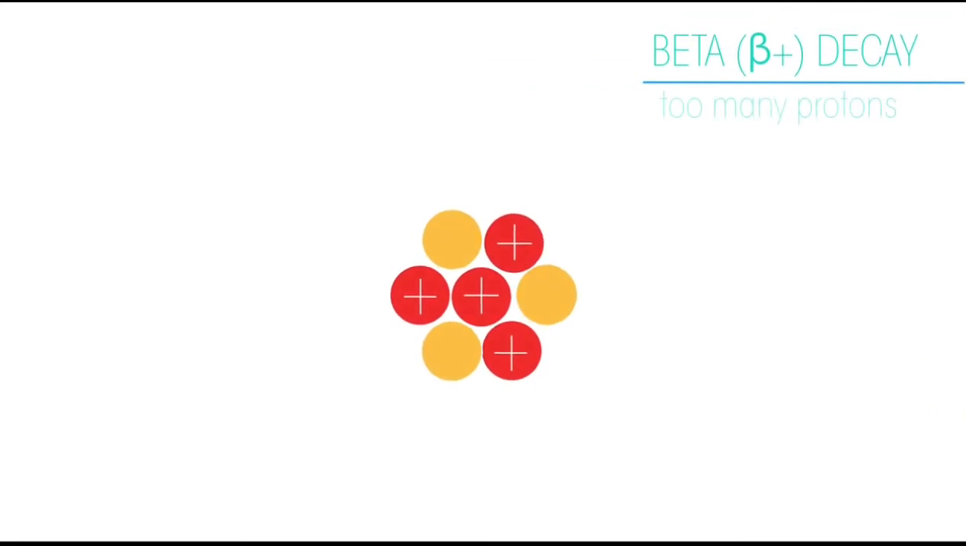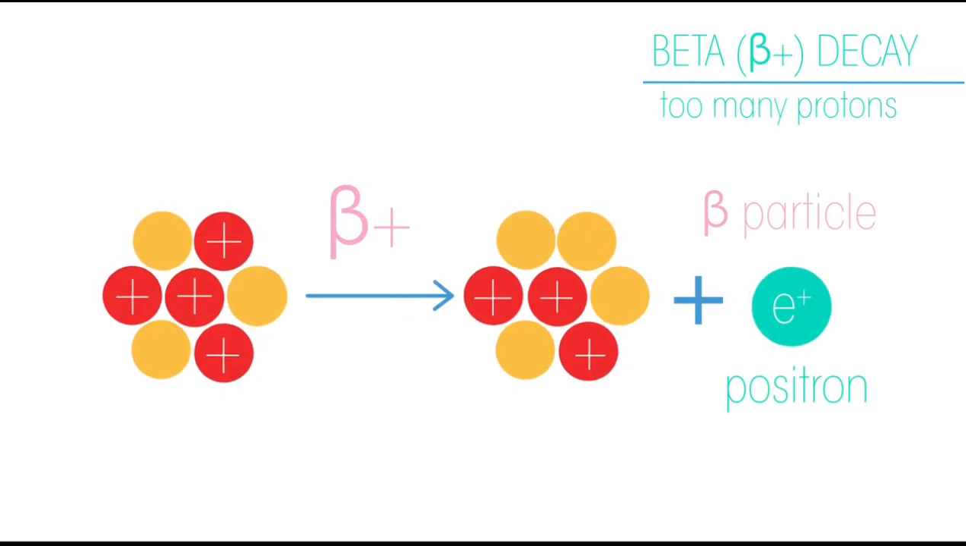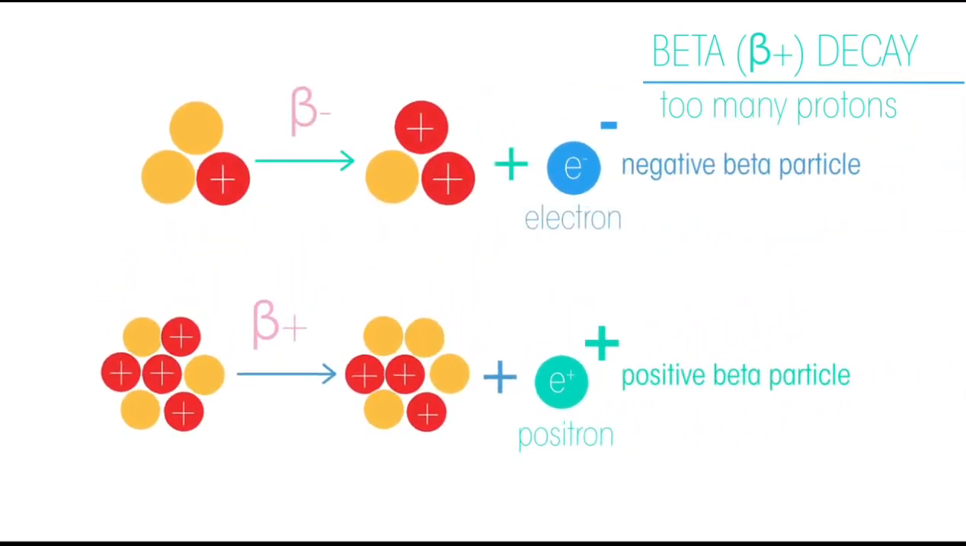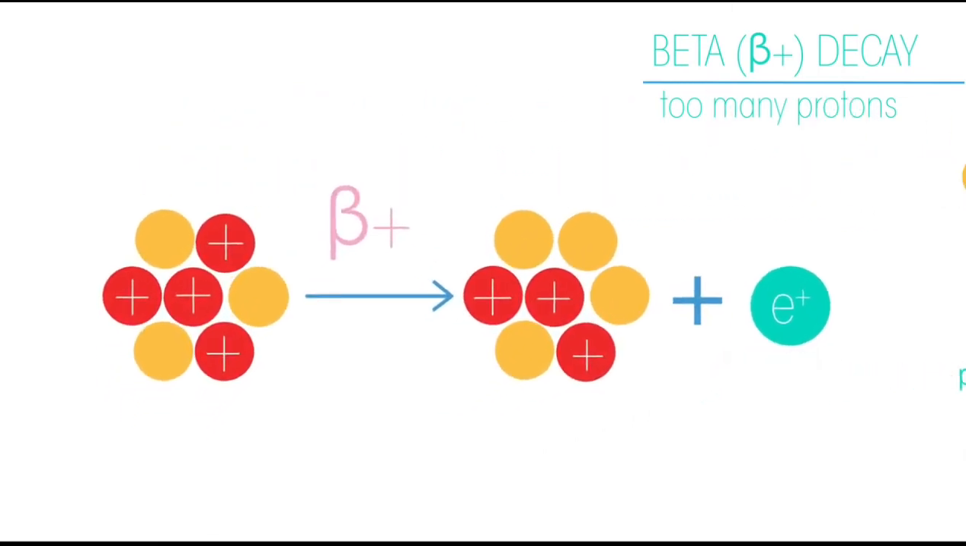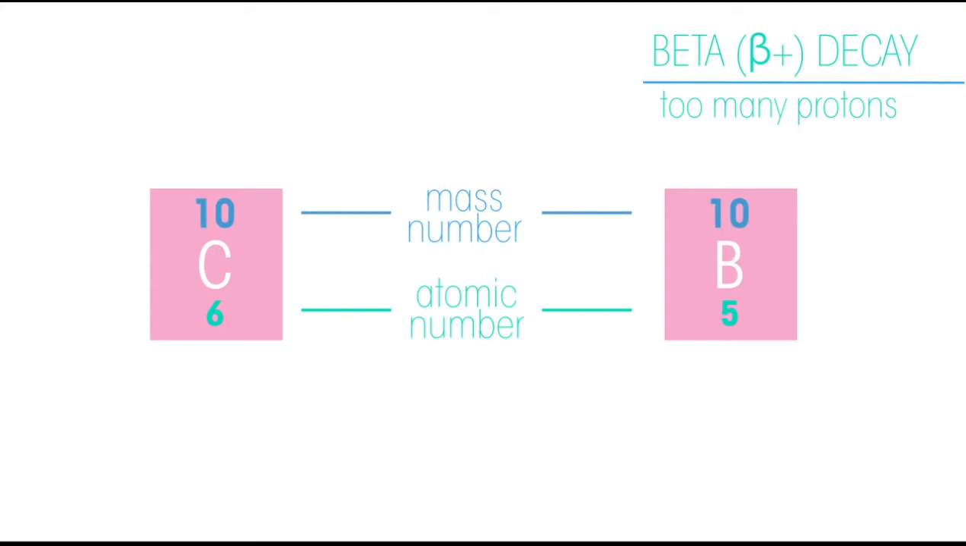When an isotope has too many protons, it decays by beta plus decay. A proton is converted into a neutron and a positive beta particle called a positron. Positrons have the same mass as electrons, but the opposite charge. Losing a proton but gaining a neutron means the mass number stays the same, but the loss of a proton means the atomic number decreases by 1.